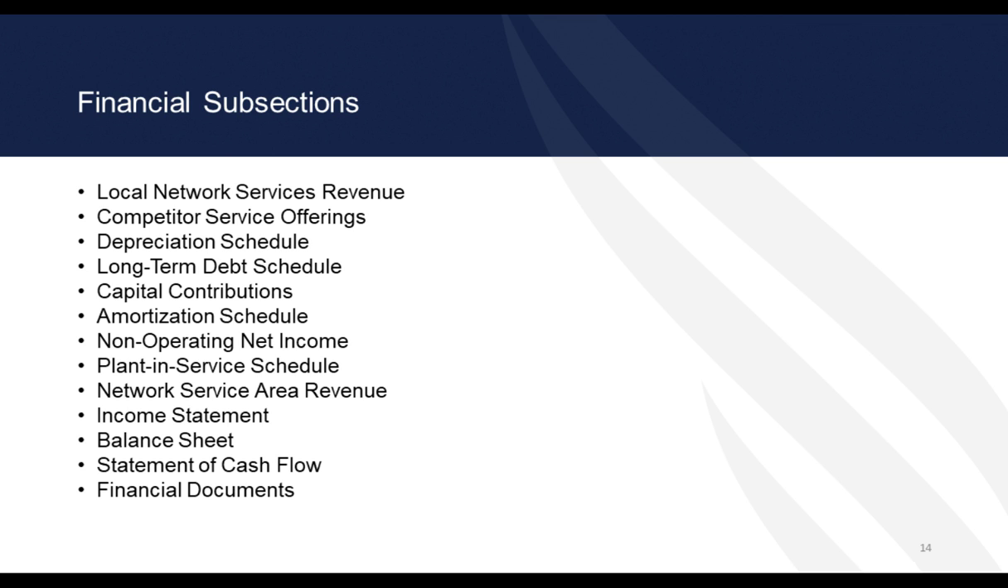The first 9 subsections listed on the screen serve as inputs to both the historical and forecasted information and will populate some of the fields in the pro forma financial statements, which will be included in the final 4 subsections listed on the screen. Information requested by the application system includes local network services revenue, competitor service offerings, depreciation schedule, long-term debt schedule, capital contributions, amortization schedule, non-operating net income, plant in service schedule, network service area revenue, and once those sections are completed, applicants will complete the financial statements, which includes an income statement, balance sheet, and statement of cash flow. Finally, we'll discuss additional financial documents that may be submitted in this section.